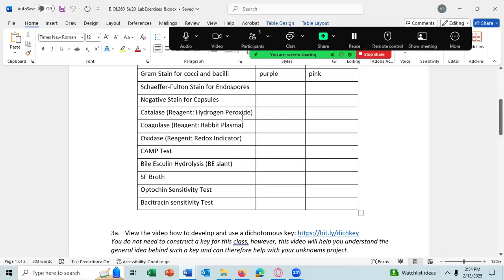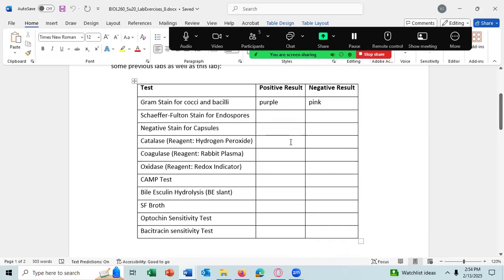For the catalase test, using the reagent hydrogen peroxide, state what the positive result is and what the negative result is. For the coagulase test using rabbit plasma, state what the positive result is and the negative result. For the oxidase test, state what the color of the reagent will be for a positive result, and what the color will be for a negative result. For the CAMP test, you have to explain it here, but you could say something like enhanced arrow, and then negative result, negative arrow.